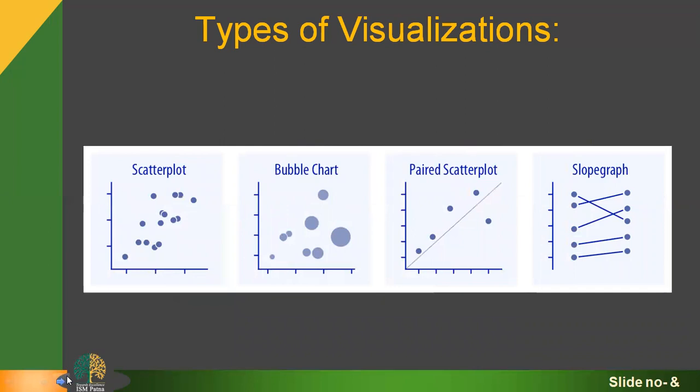Types of visualization, here you can see the scatter plot which we have seen in the starting. Then bubble charts also can be drawn. Paired scatter plots, suppose you draw a line that will depict how many data points are below the line and how many are above the line and how many are exactly on the line. So this can generate relational comparisons for the analysis. Then a slope graph can show the connectivity of data from one end to another end.